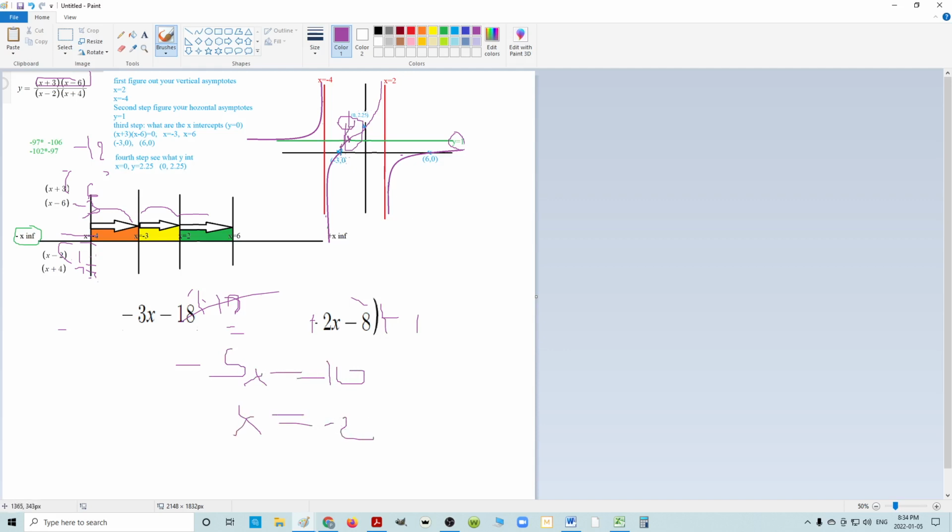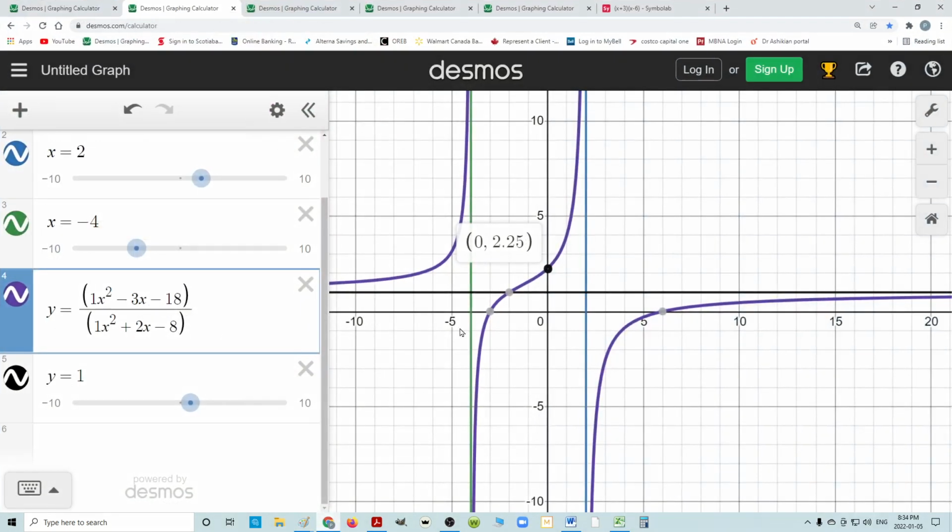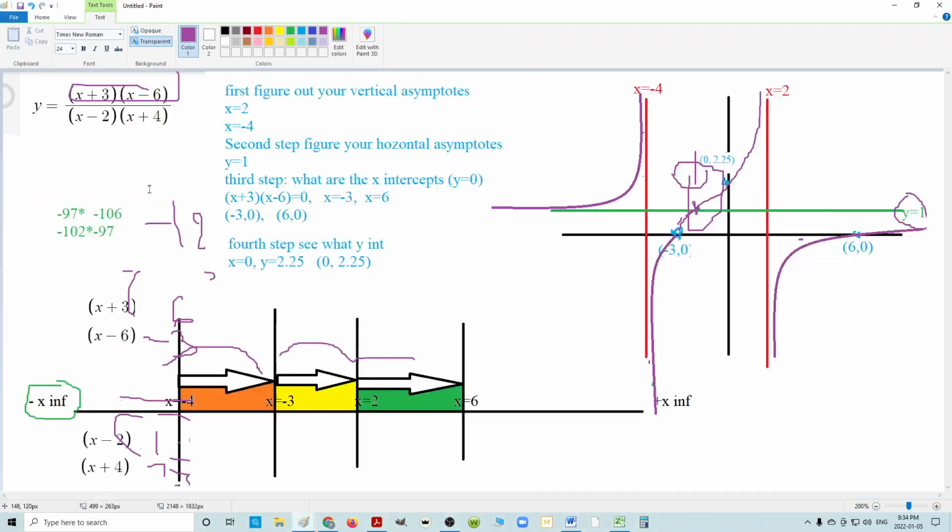Which means it crosses right here. There's another new point, negative 2, comma 1. Let's go to our graph and see if that's true. There it is right there. Let's get rid of that one. Negative 2, comma 1. Look at that. By setting it equal to our horizontal asymptote, we solved it. So those are the big steps.